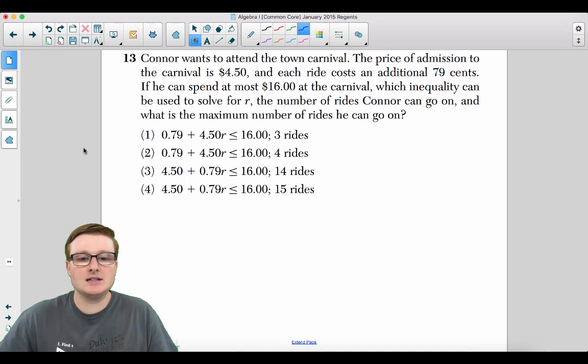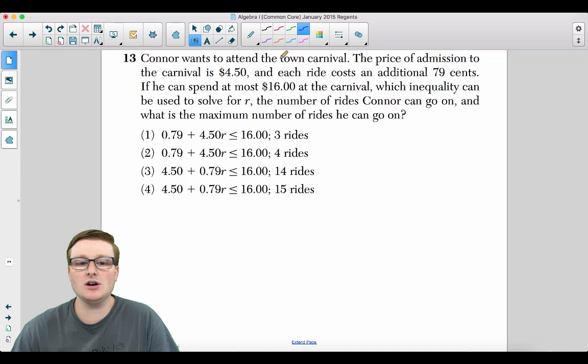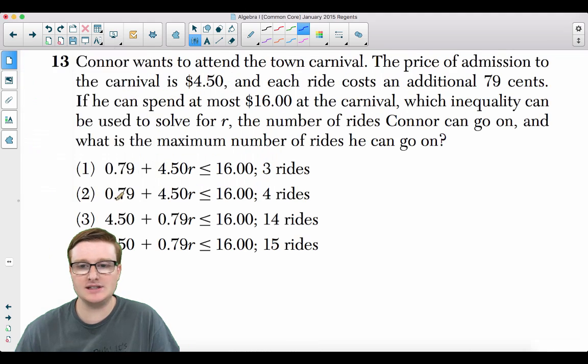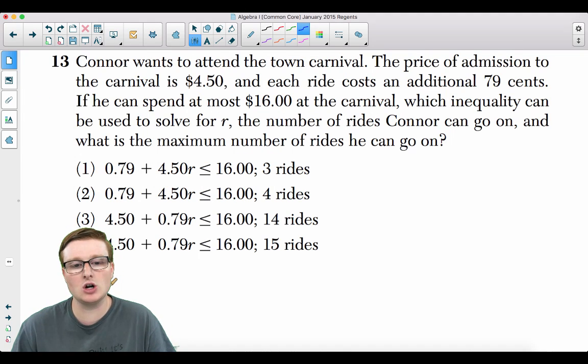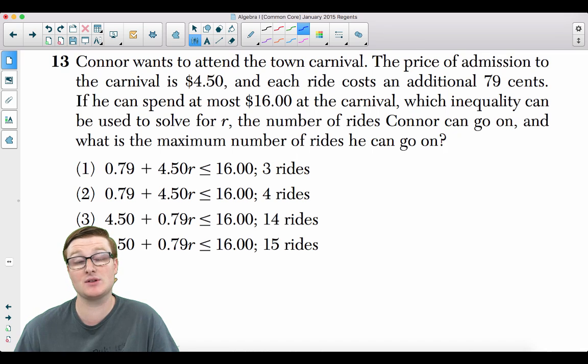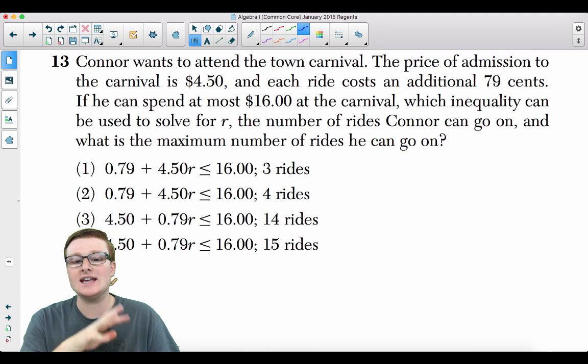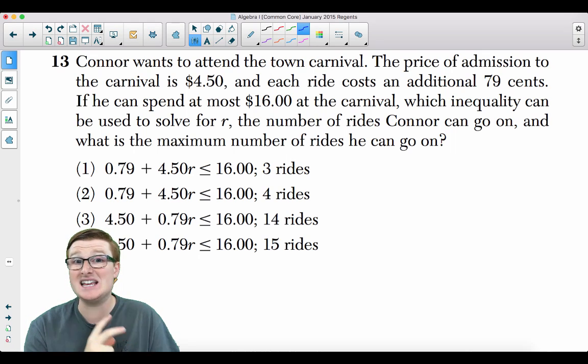Question number 13 of this exam. Connor wants to attend the town carnival. The price of admission to the carnival is $4.50, and each ride costs an additional 79 cents. If he could spend at most $16 at the carnival, which inequality can be used to solve for R, the number of rides Connor could go on, and what is the maximum number of rides he can go on? There are two concepts going on here. One, can you determine what the inequality is? And two, can you solve the inequality to see how many rides he can ride?